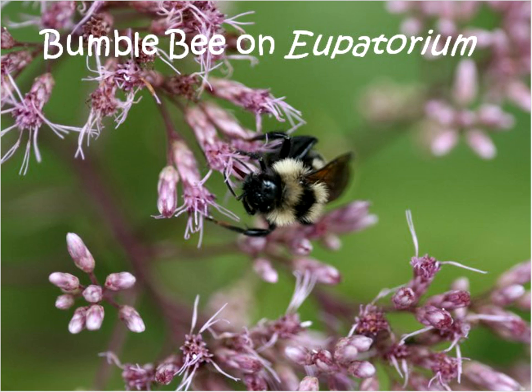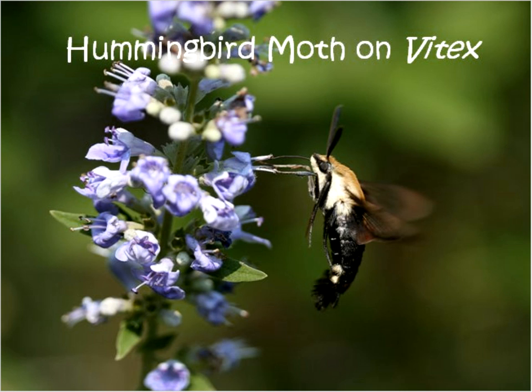So here's one of my favorite bees, a little bumblebee on Joe Pye weed, or Eupatorium. Notice the long tongue. I love seeing the tongues out. Here's something very common, what we're seeing a lot of around here, a hummingbird moth on Vitex. This is not a native, of course, but a very important pollinator plant.